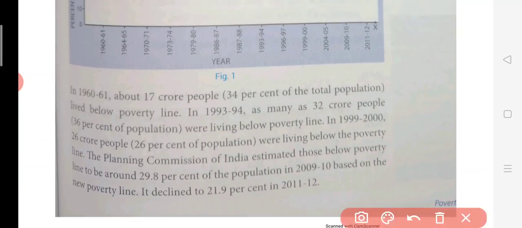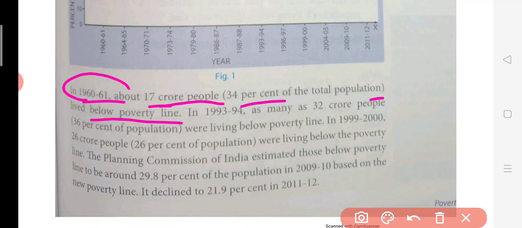अभी यहाँ पर इसको रीड करते हैं इसी पूरे पॉइंट को, कि 60-61 में कितने पीपल्स थे, 17 करोड़ पीपल थे. Okay, about 17 crore people, and 34% of total population below poverty line. So that was 17 crore at that time. But it is also to be noted that in 60-61 the number of people और population की अगर बात करें तो population काफी कम थी, तो वो भी एक चीज है.